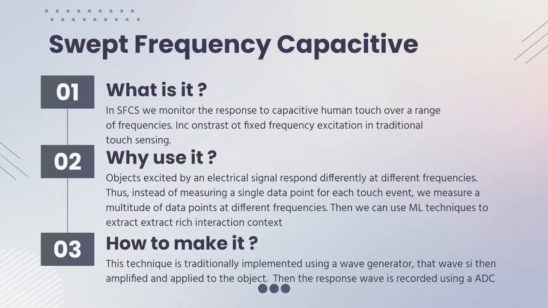Okay, so now let's look at an alternative approach, which is called Swept Frequency Capacitive Sensing. What is Swept Frequency Capacitive Sensing? In contrast to traditional touch sensing, here we apply a range of frequencies. We sweep through the frequency range, applying each frequency to the electrode, and then we measure the feedback across all of these frequencies.